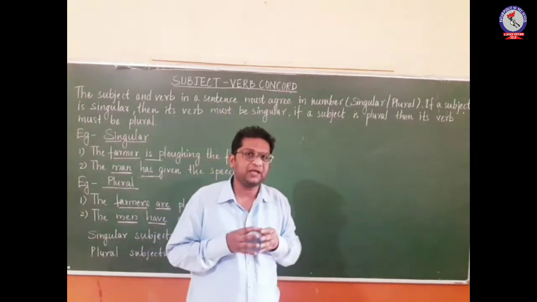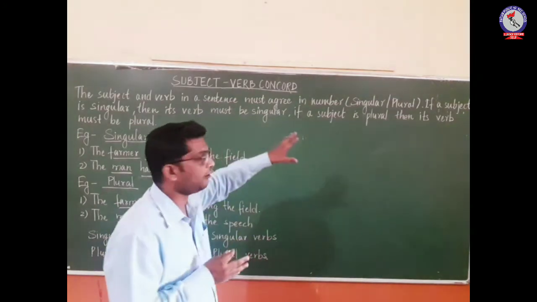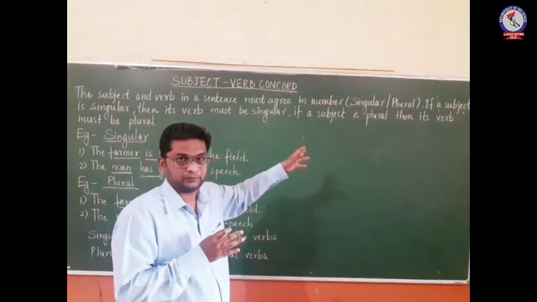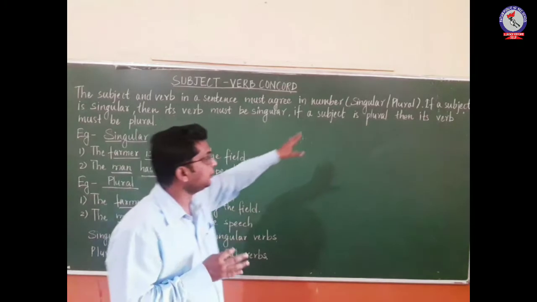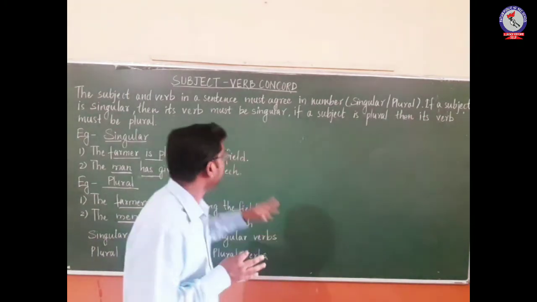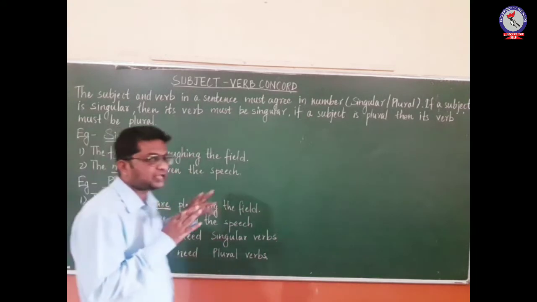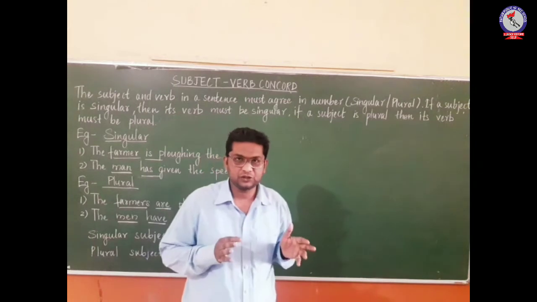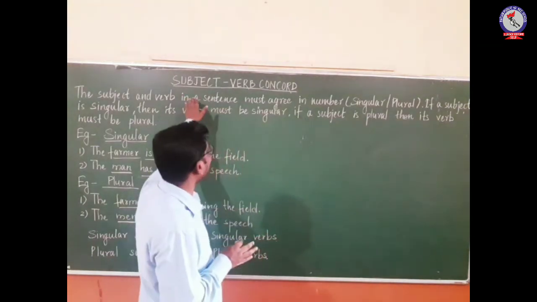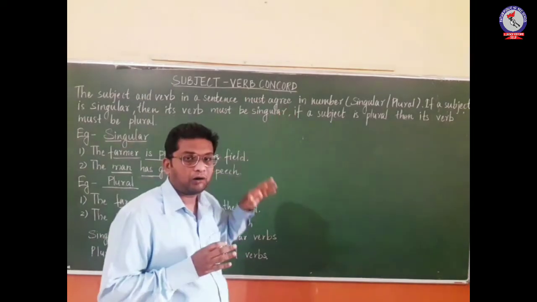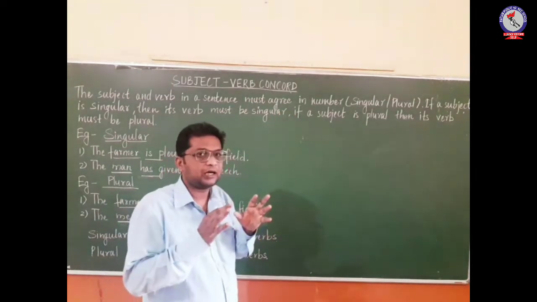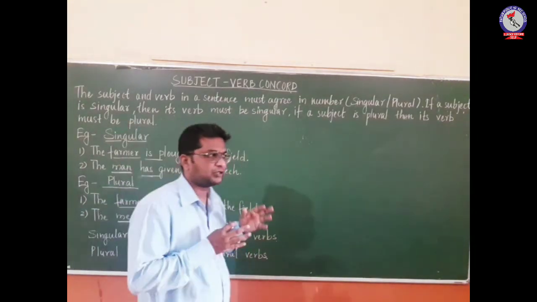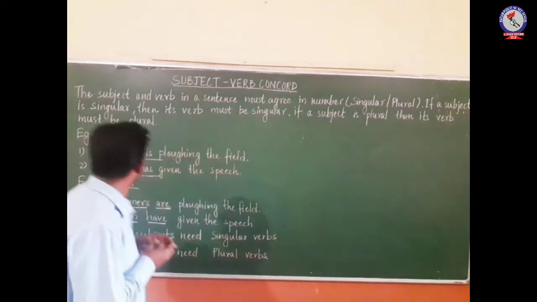So according to the definition, if the subject is of singular number, then its verb will be in singular. Or if the subject is in plural number, its verb must be in plural. So this is a type of agreement between the subject and the verb in a sentence. Therefore, it is called subject-verb concord or agreement. So let us see the examples for better understanding. We will see first the example of singular number.